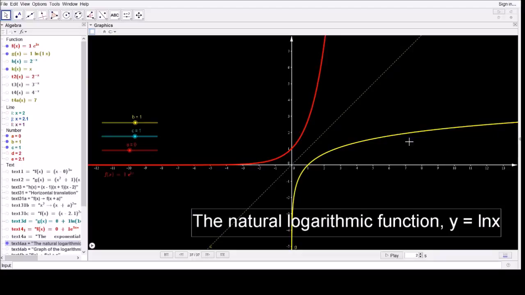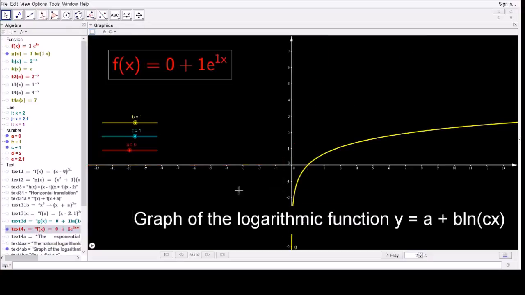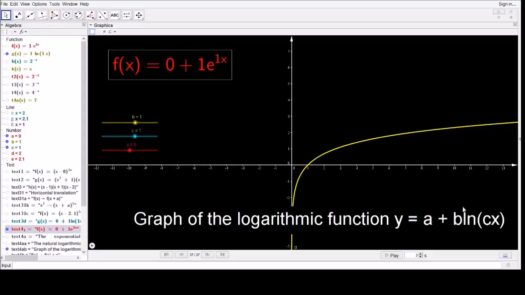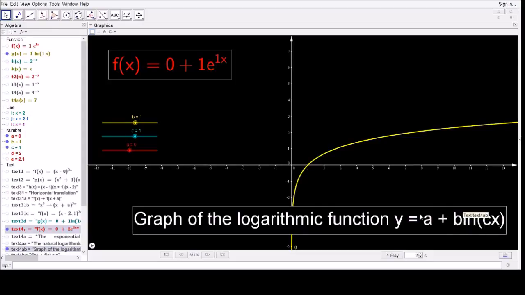Having looked at some of the basic properties, let's consider a few transformations of the natural logarithmic function. We'll now look at 3 basic transformations of the natural logarithmic function. And we'll consider the graph of y is equal to a plus b log of cx, where a, b, and c are constants. a represents a vertical translation. b is a vertical scaling, that is a stretch parallel to the y-axis, and c is a horizontal scaling, or a stretch parallel to the x-axis with a scale factor of 1 over c.